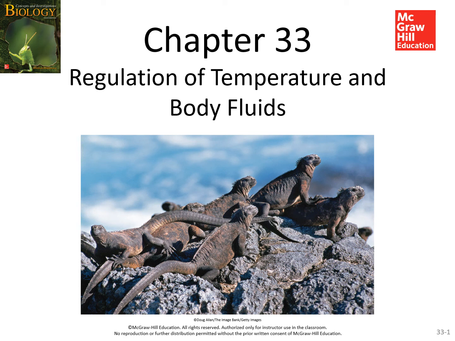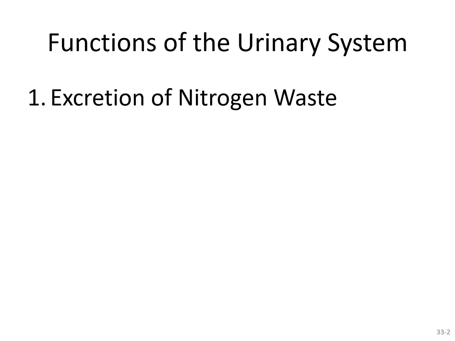Okay, so this chapter is going to be about the regulation of temperature and body fluids, and a lot of what we're going to see here is going to involve the urinary system. So let's take a look at the major functions of the urinary system. First of all, excretion of nitrogen waste. This is a normal byproduct of protein metabolism, so everybody is going to manufacture nitrogen waste.